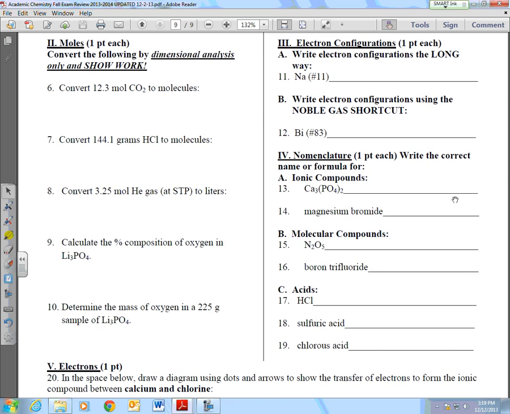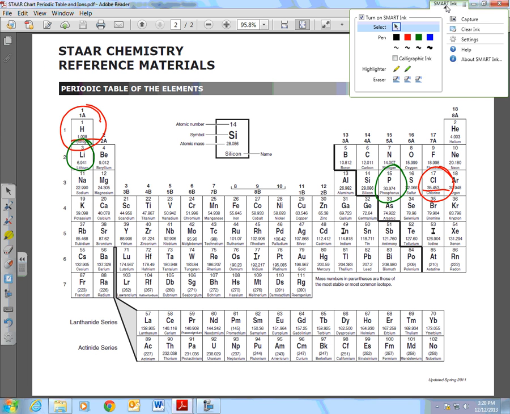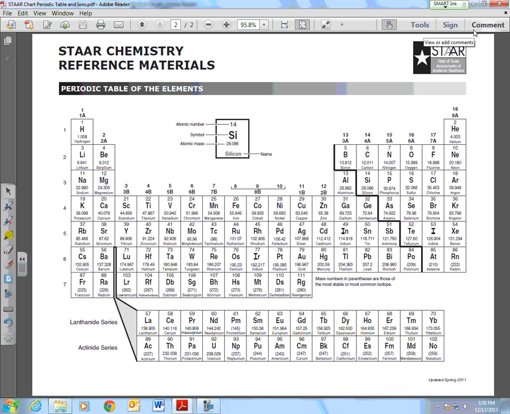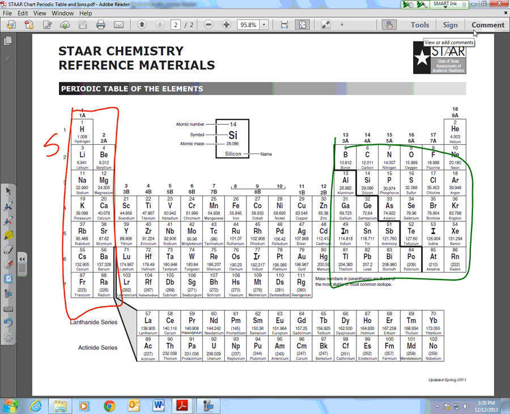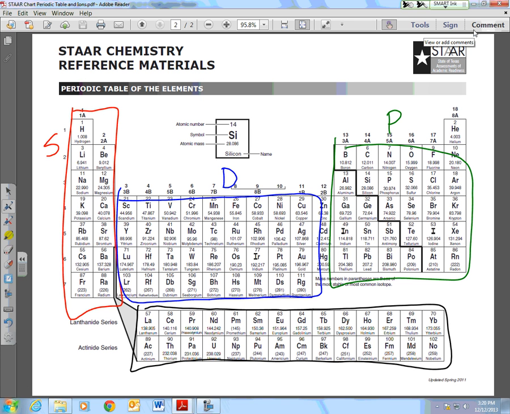Okay. Number 11 and 12 are electron configurations. Kids typically know this really, really well. So if you need me to explain something a little bit better, let me know. But I'm going to go through this fairly quickly. So here's a periodic table, right? By now, you should know this is S. This is the P block. What is this part called? D. And this part at the bottom is the F block, okay?